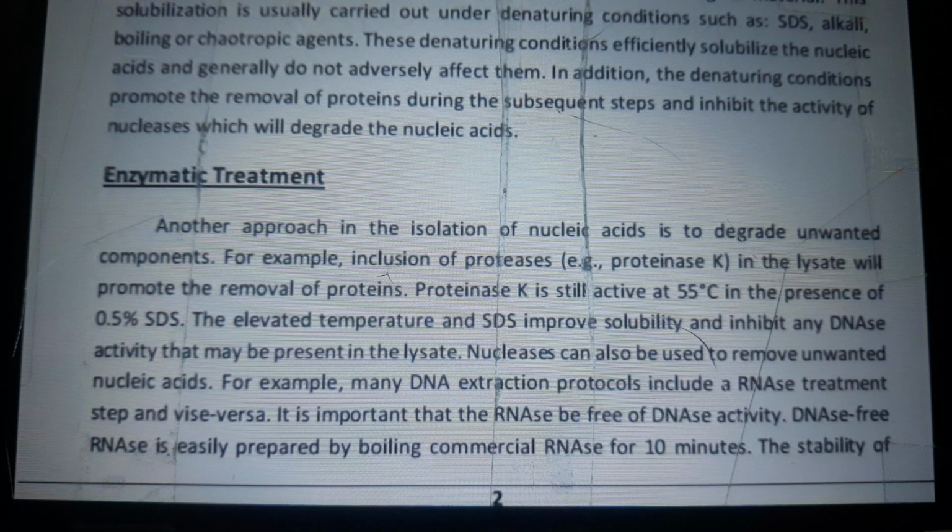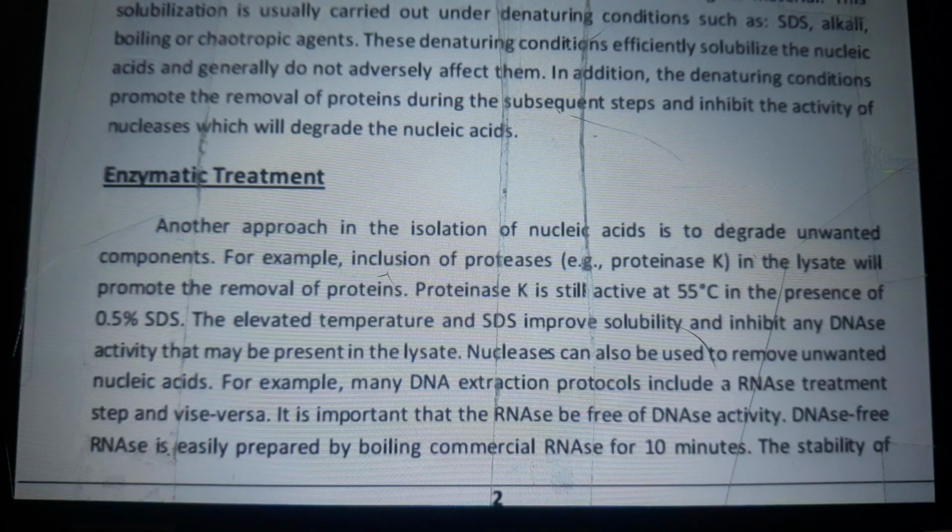Enzymatic treatment. Another approach in the isolation of nucleic acids is to degrade unwanted components. For example, inclusion of proteases, for example proteinase K, in the lysate will promote the removal of proteins. Proteinase K is still active at 55 degrees centigrade in the presence of 0.5% SDS. The elevated temperature and SDS improve solubility and inhibit any DNase activity that may be present in the lysate.